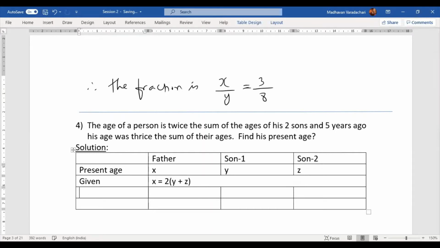5 years ago, the father's age would have been x minus 5. This person's age would have been y minus 5, and this person's age would have been z minus 5. Let me make all those smaller letters because I started with small letters.